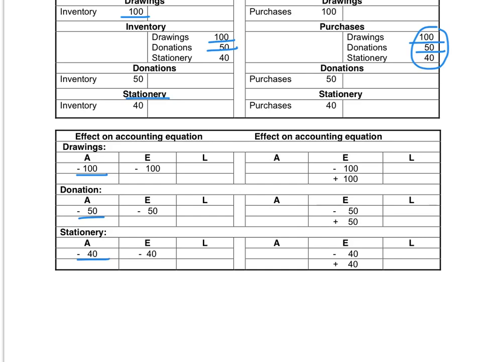In the periodic system, the purchases is expense. So if we decrease expenses, we increase our profit, so equity will increase. For the drawings or the stationery or advertising, you will debit the account, so it means it's an expense that will decrease equity. And you will do the same in the periodic inventory system.